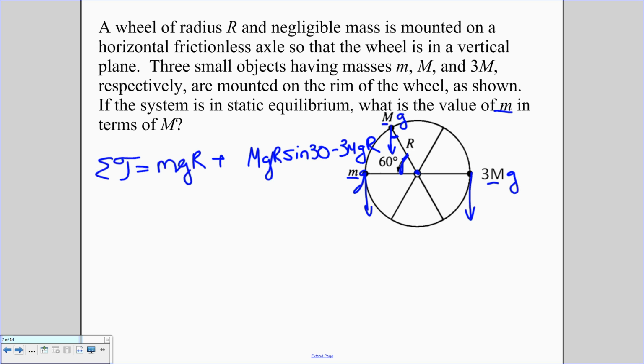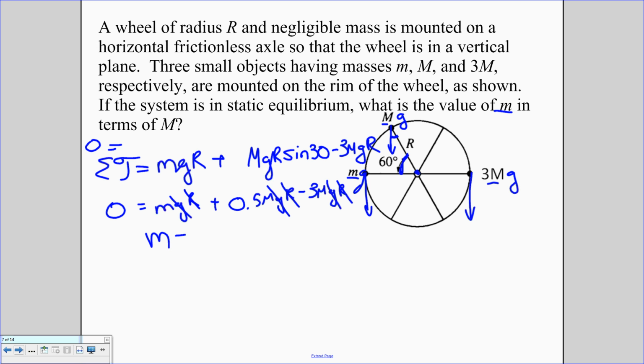Now all we got to do is say, well, that whole thing equals 0. All right, and simplify down. Sine of 30 is 0.5, so I got 0.5 Mgr minus 3 Mgr and little mgr equals 0. All right, g's and everything are going to cancel out. R's and everything, they're going to cancel out. And we're going to end up with m is equal to 2.5 big M.